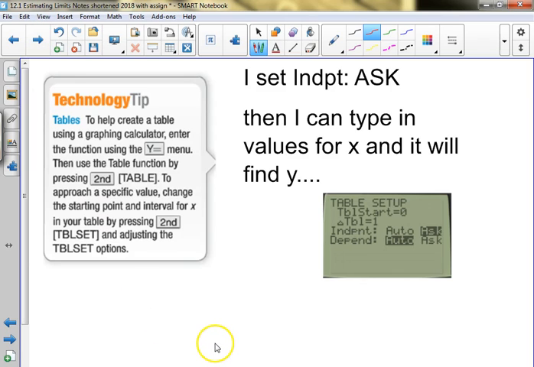To do that, where you put it in your calculator and find values, you want to have the table set to Ask Auto so that you can type in values. We've done this several times this year, okay? That is under second window. Second window to set it to ask auto. We're going to be in function mode. Good question.